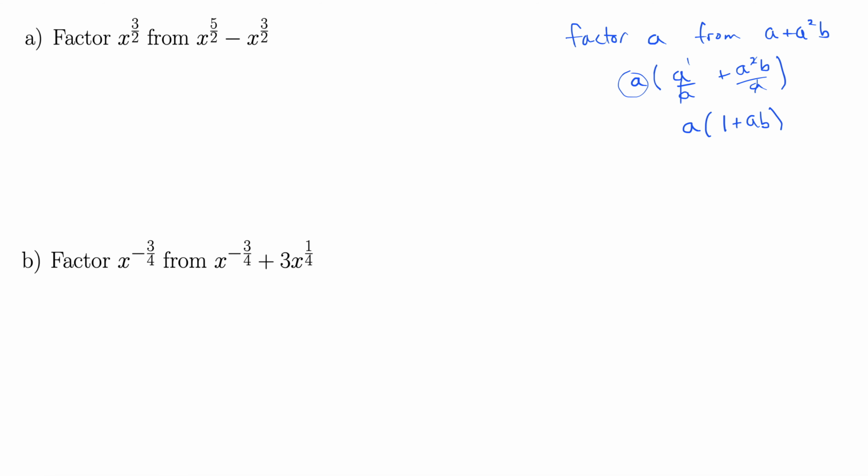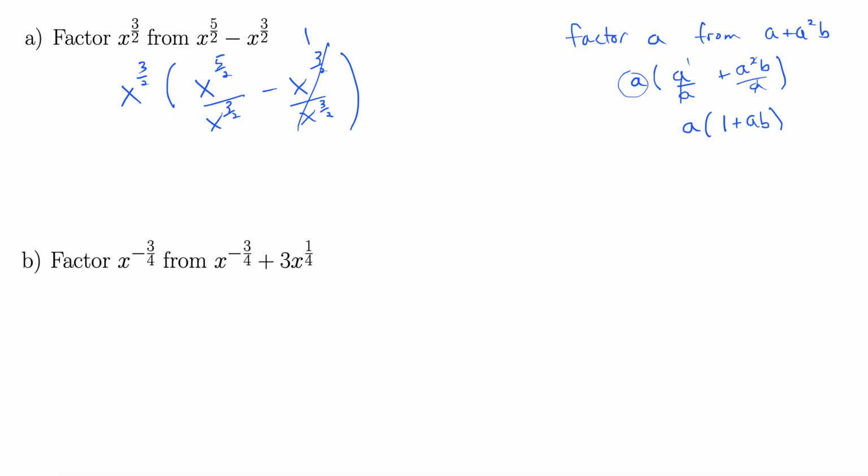So let's do it here, right? We're going to factor x to the 3 halves out to the front of that. But we just decided that factoring out means dividing each term by it. So we have x to the 5 halves divided by x to the 3 halves minus x to the 3 halves divided by x to the 3 halves. Factoring out is simply dividing each term in the expression by it. Well, here these are the same, so that all just becomes 1.